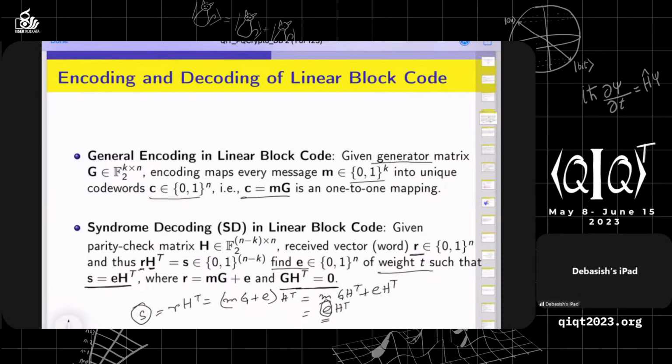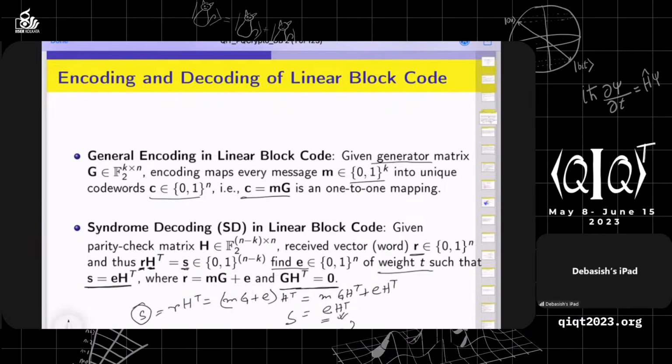Whatever R we have received and whatever H we know, if we multiply these two, the vector and the matrix, we get S. If S is 0, we can say there is no error. Syndrome 0 means no error. If some non-zero S is there, that means there is some error. Now you have to recover this E. After multiplying you get S, so S equals E times H transpose. You know S, you know H, so from there you can find E.